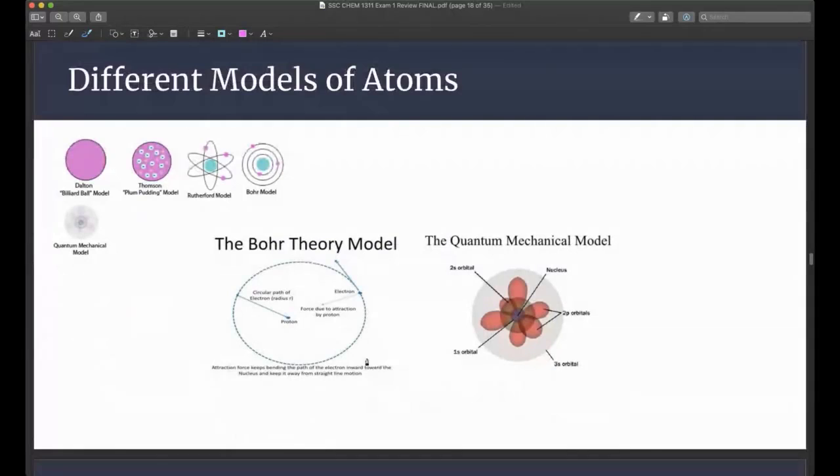So here's a compare and contrast between the different models of atoms that we've talked about today: Dalton's, the Thomson model, the Rutherford model, and the Bohr model that we talked about.